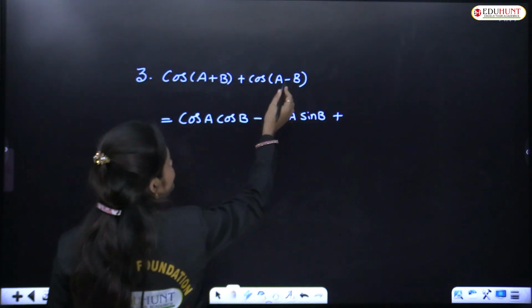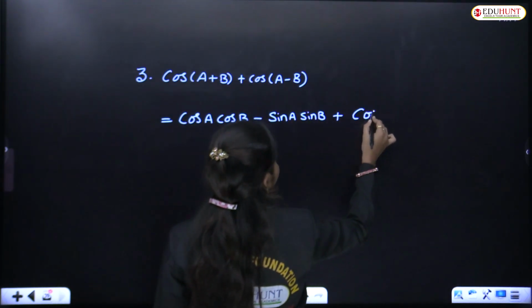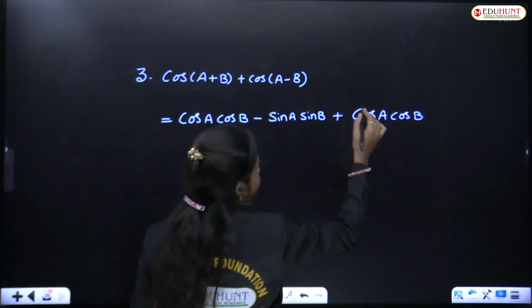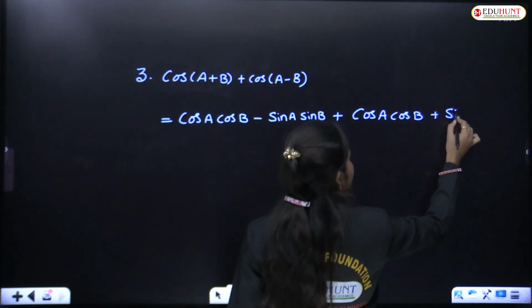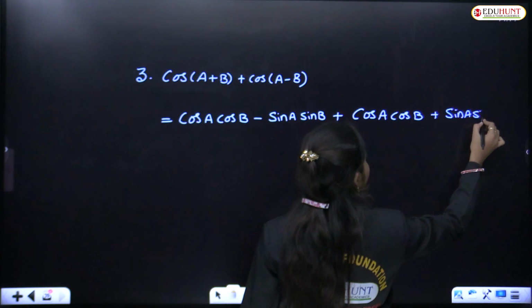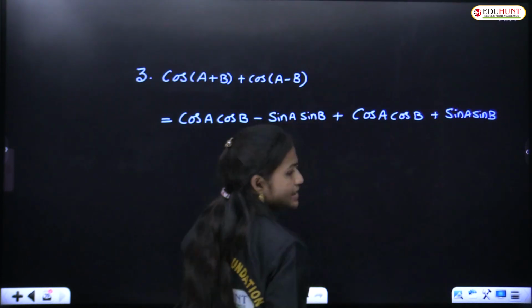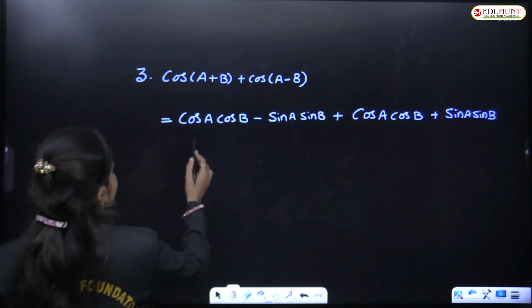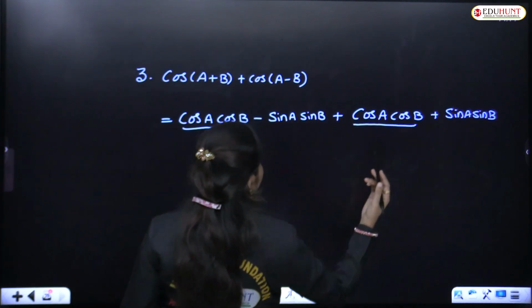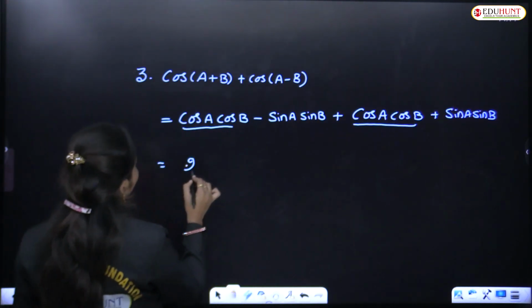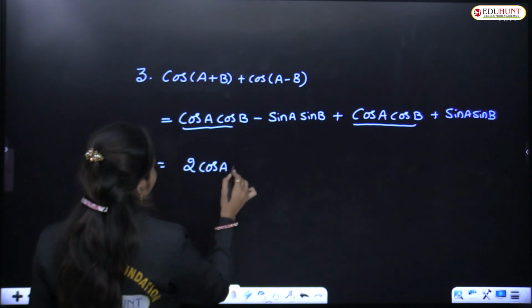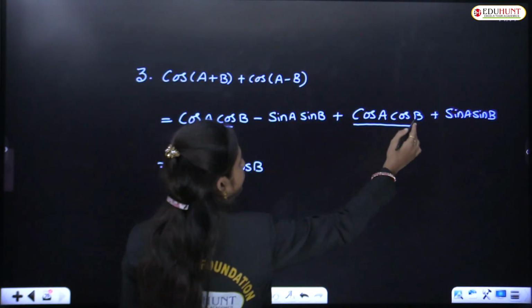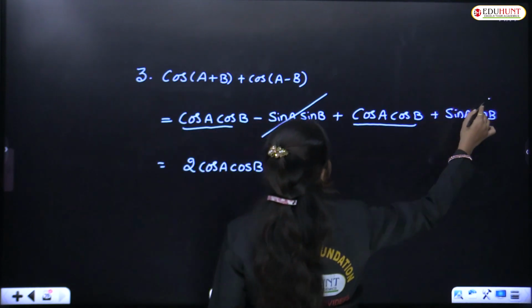Plus here cos of a minus b. So cos of a minus b formula is cos a cos b. Here minus is there, no? So that's why plus sin a sin b. So here any cancellations possible or not? See here cos a cos b, and here plus cos a cos b. So 2 times cos a cos b. Next, minus sin a sin b plus sin a sin b. These two get cancelled.